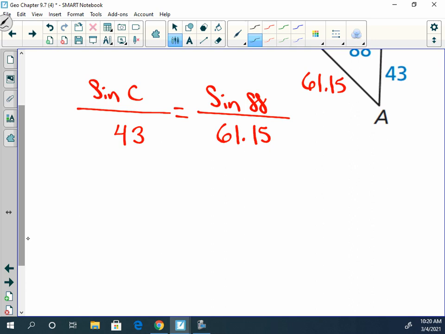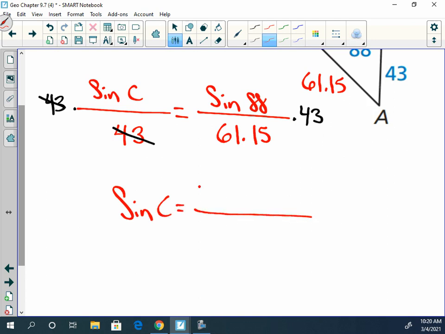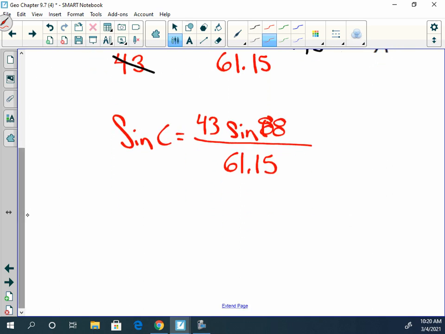And I'm going to go on and write the steps out, because the first thing we're going to do is multiply both sides by 43, because the 43 and 43 would cancel, leaving us with sine of C is equal to 43 sine of 88 over 61.15. And then we have to take sine inverse of both sides.